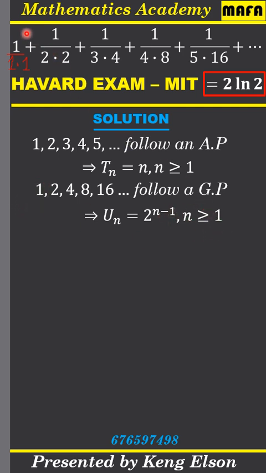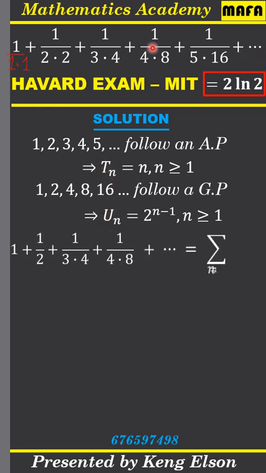So in essence, this sum is equivalent to the sum from 1 to infinity of 1 over T of n times u of n, because the denominator is basically following the sequence T of n times u of n. So this sum here is just going to be the sum from n equal to 1 to infinity of 1 divided by T of n, which is n, times u of n, which is 2 raised to the power n minus 1. So this is the very first step we have to carry out to be able to proceed with the solution. All right, so from here we now start simplifying and getting the results that we want.